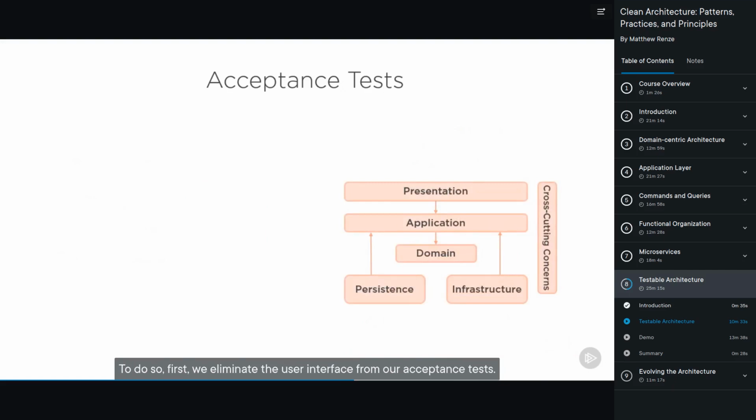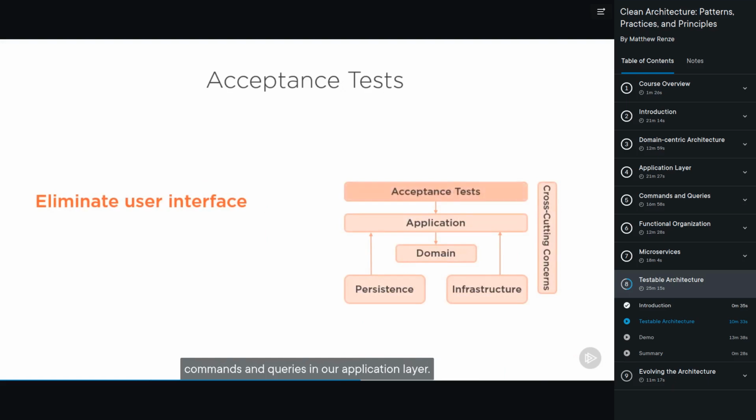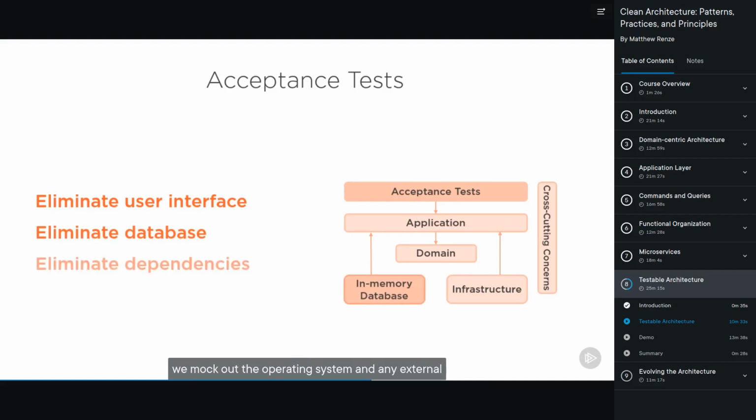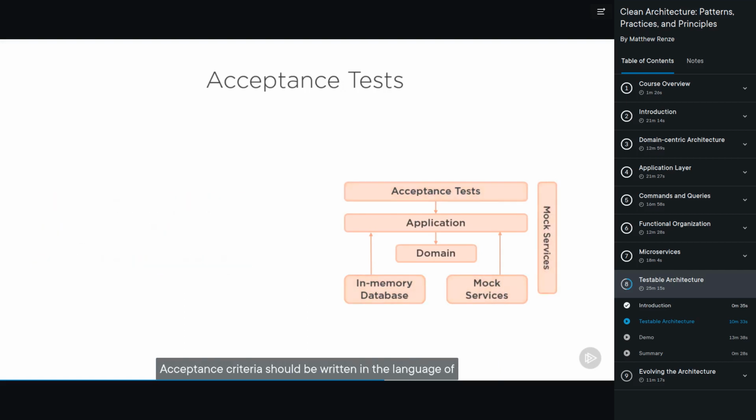To do so, first, we eliminate the user interface from our acceptance tests. We do this by having our acceptance tests work directly with the commands and queries in our application layer. Next, we eliminate the database from our acceptance tests as well. We do this by mocking out the real database with a fake in-memory database instead. Then, we mock out the operating system and any external dependencies in the infrastructure layer. We do this by replacing the dependencies with fake test doubles called mocks that act as surrogates for the real dependencies. We also do the same for our cross-cutting concerns.